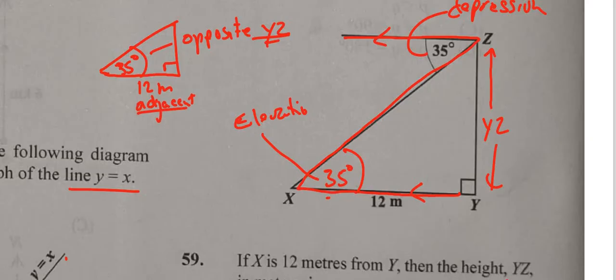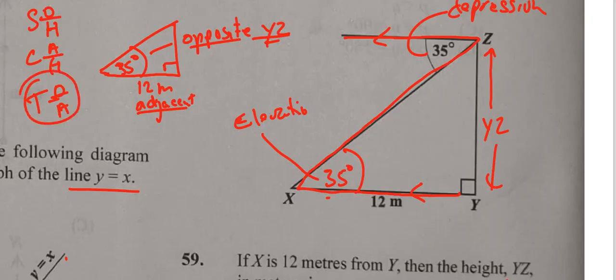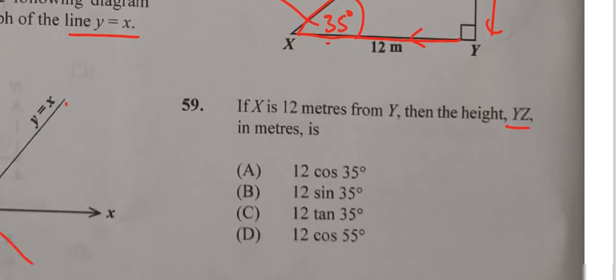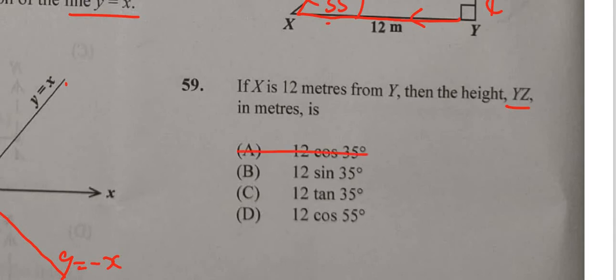Now, given that, if we want to find YZ, which trig ratio would I use? Well, I have sine, which is opposite over hypotenuse. I have cosine, which is adjacent over hypotenuse. And I have tangent, which is opposite over adjacent. Since I'm only dealing with the opposite and adjacent, I'm going to use tangent. Let's look at the options before I even start working it out. These will be out because these are all cosine and sine. So C will be the right option. I wouldn't have to work it out, actually.